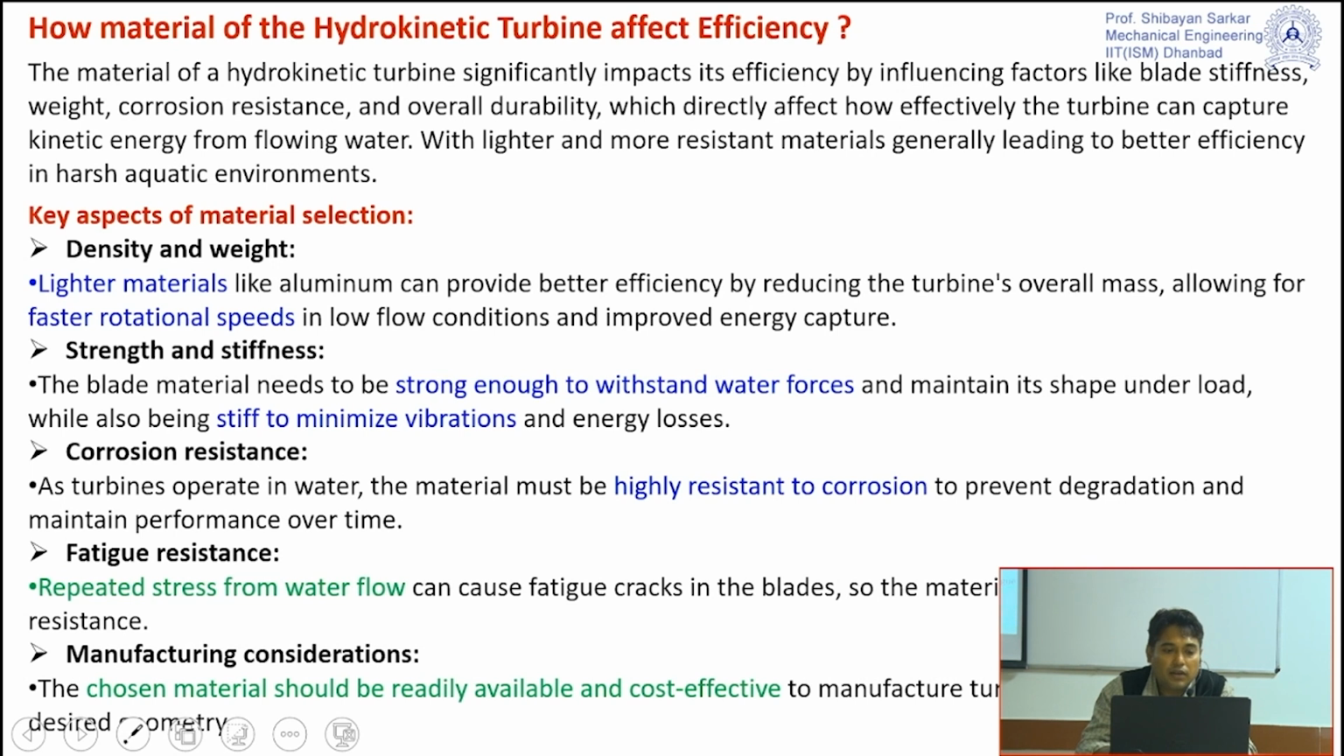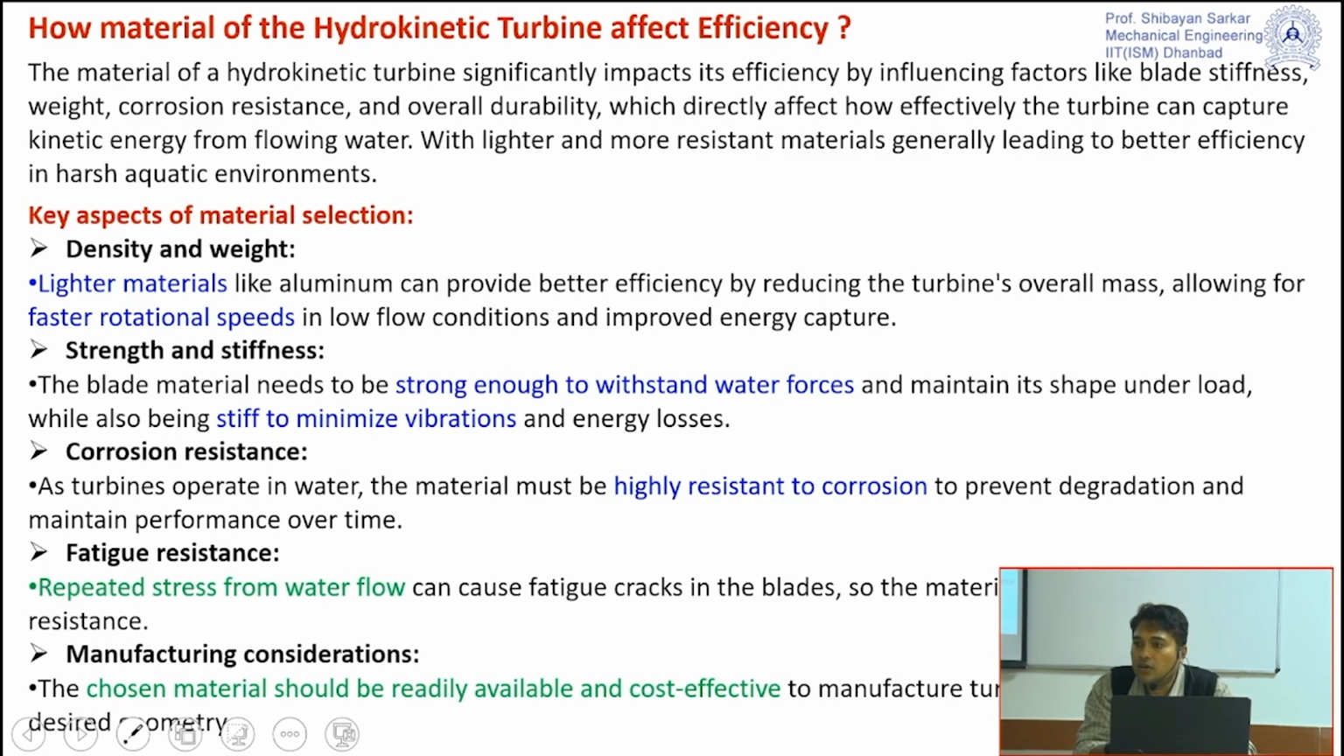Density and the weight: if a lighter material is selected, the rotational speed will be more. Its strength should be higher, and its stiffness also should be higher. Its corrosion resistive property should be there, and before installing this particular turbine in a particular channel, we must have the water quality test result. So accordingly we can select the material of this particular turbine.